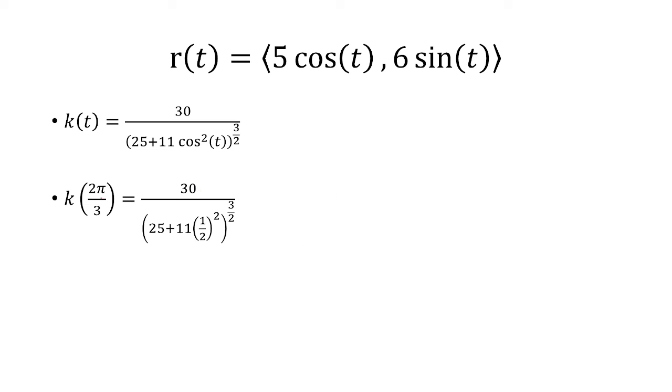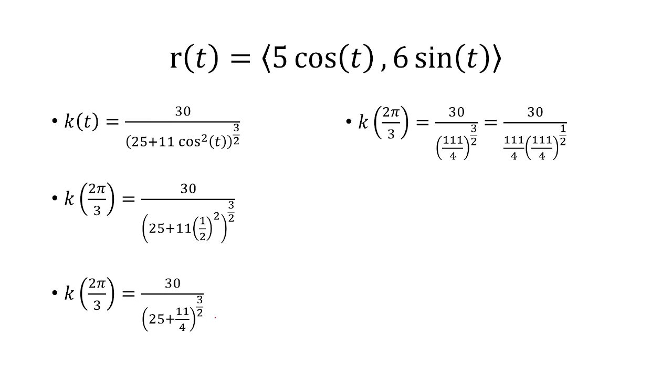And so now I have to evaluate this at 2 pi over 3. So cosine of 2 pi over 3 is 1/2. I have to square that to get 1/4. So 1/4 times 11 is 11 over 4. Simplify 25 plus 11 over 4 as 111 over 4. And because this is raised to 3/2 power, I can rewrite it as 111 over 4 times the square root of 111 over 4.